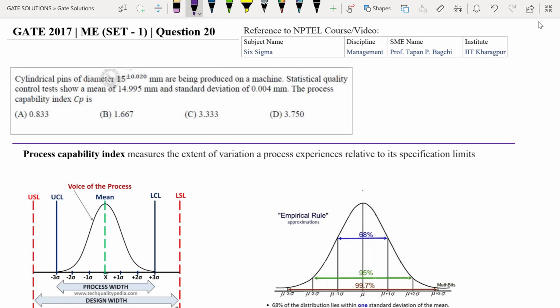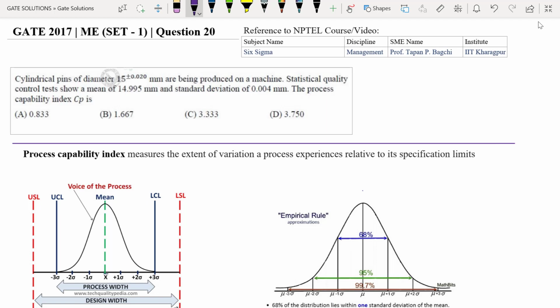Hello, today we will solve question number 20 from Mechanical Engineering Set 1 of the 2017 GATE paper. The question is: cylindrical pins of diameter 15 ± 0.02 mm are being produced on a machine. Statistical quality control tests show a mean of 14.995 mm and a standard deviation of 0.004 mm. We need to calculate the process capability index Cp.